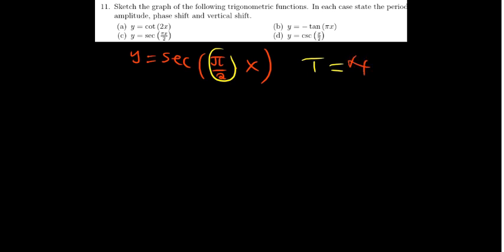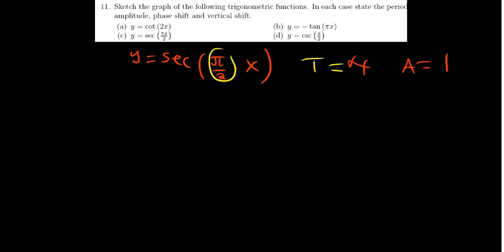The amplitude is, of course, the coefficient of the function itself. So it's just a 1. The phase shift, we don't have anything. Vertical shift, we don't have anything. So we can easily sketch this graph. How do you go about it?